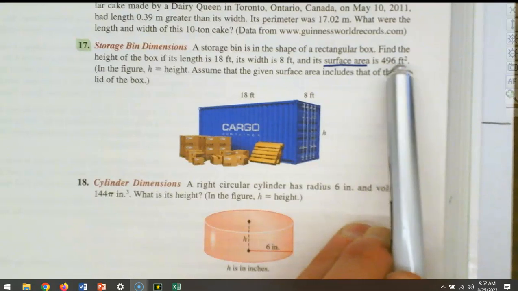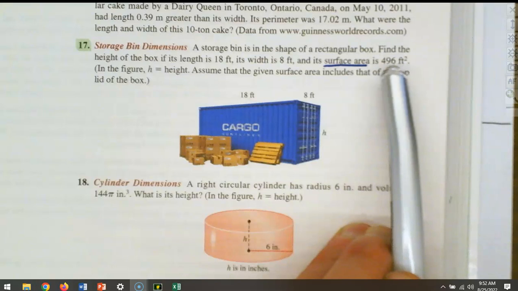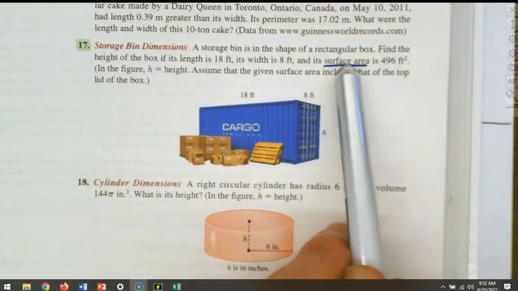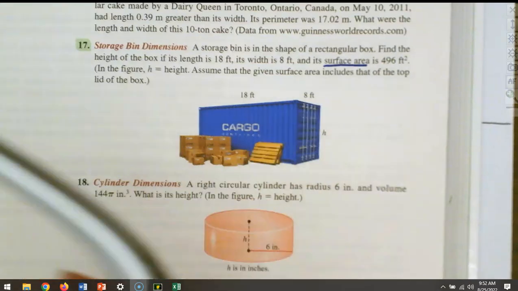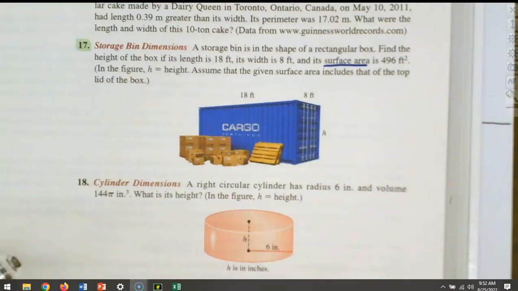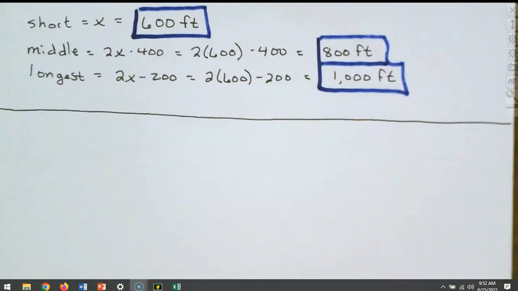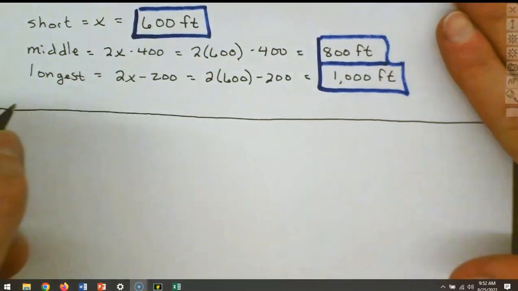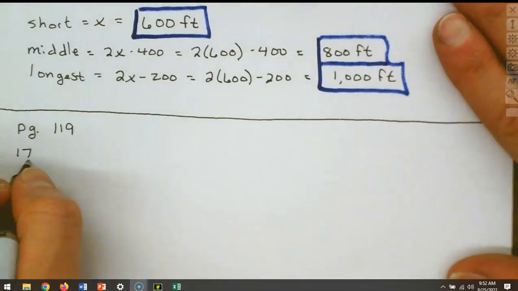Now, why is it square feet here? Because that 496, what did it come from? A surface area, that's why it's square. All the others are not. Now we're going to try to find the height. So we've got a picture drawn, and we're going to redraw that, and then we're going to see what we've got, and we're going to figure out what formula we need to apply here. And this is on page 119 again. And we're going to be looking at question 17.